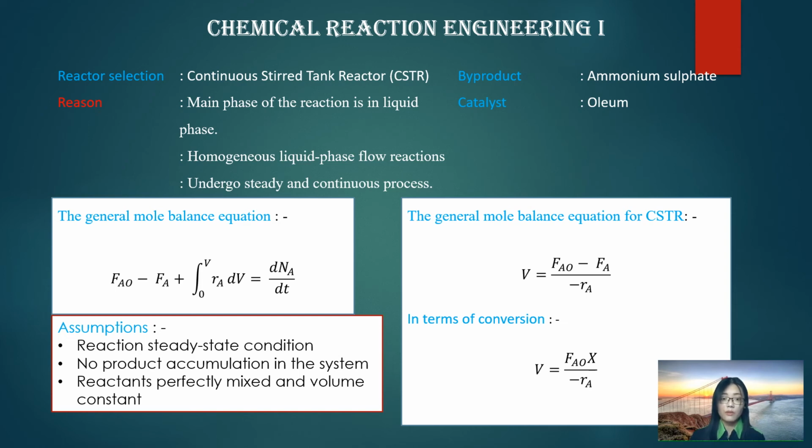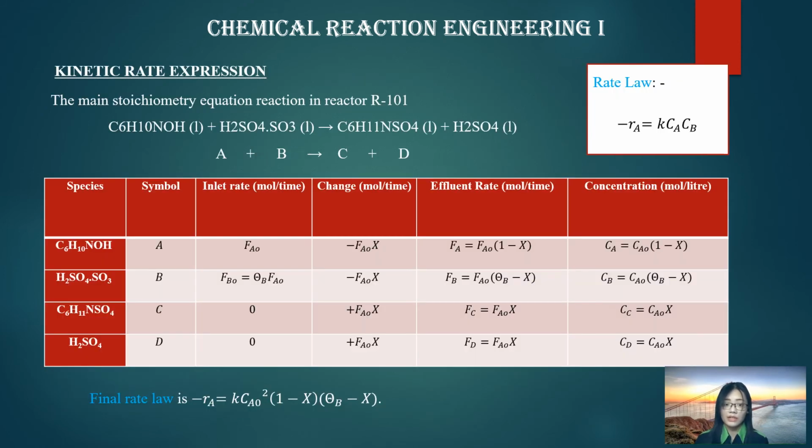Next, the general mole balance equation for CSTR is obtained after making some assumptions, like the reaction is in steady state conditions and the reactants are perfectly mixed with constant volume. There is also no product accumulation left in the system. After reducing and rearranging the equation shown in the report, the general mole balance obtained is as shown in the slide. Lastly, the kinetic rate expression is needed to obtain the final rate law.